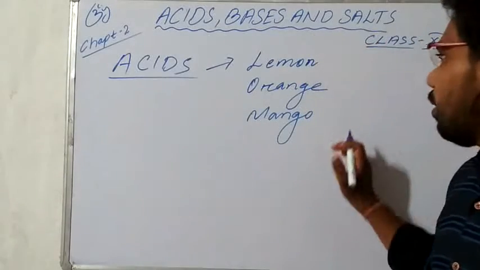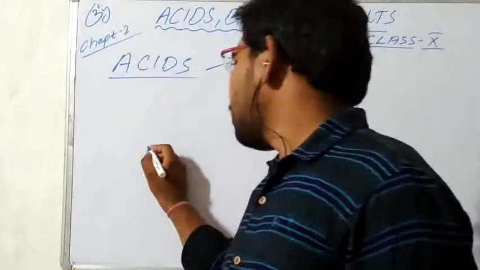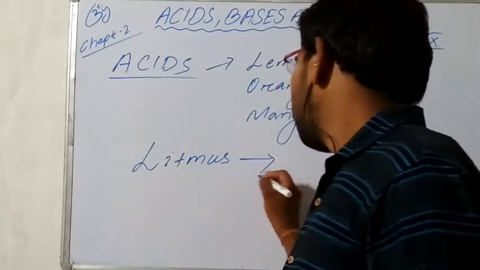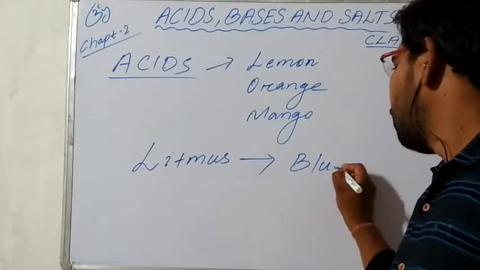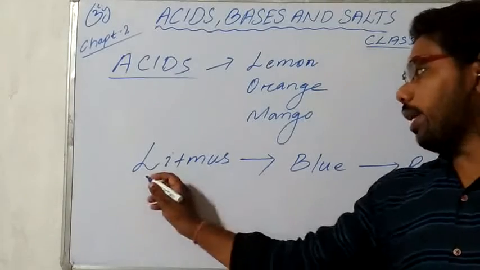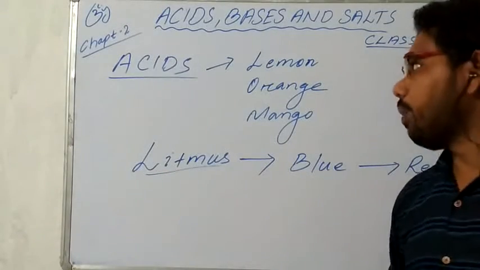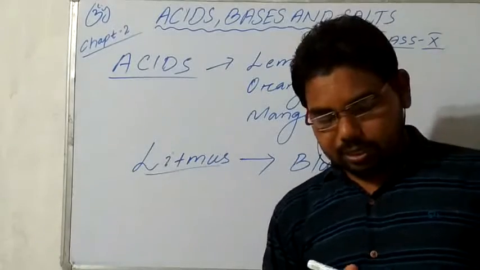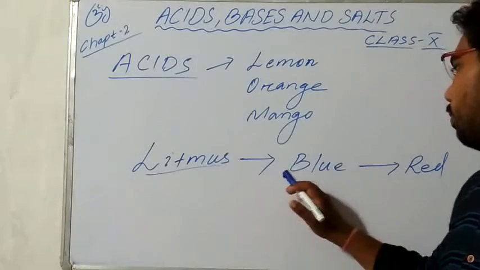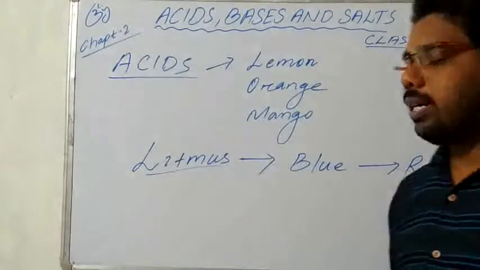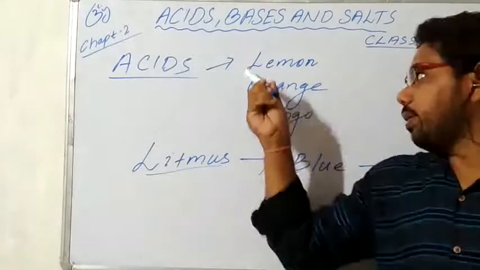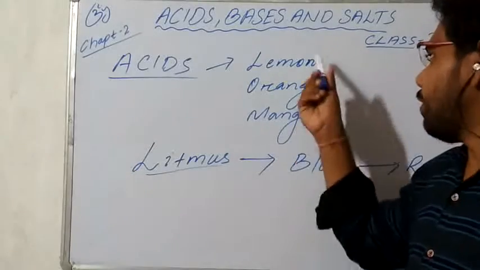Another property is that they change blue litmus to red in color. This is also one test, the litmus test. How can you identify whether a substance is acidic or basic? With the help of litmus paper: if blue litmus changes to red in color, then it is an acidic substance. So these are some examples of acids found in organic sources, or naturally occurring acids.